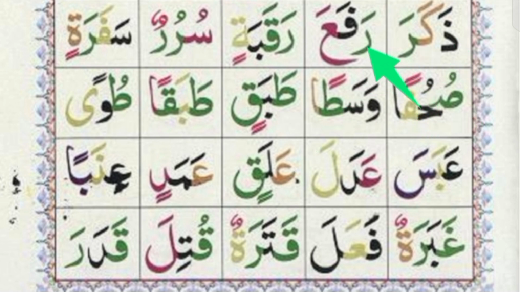Next is ra fatha ra, fa fatha fa, rafa, ain fatha a, rafa. At stop you will read it as rafa, rafa. The fatha sign on ain will not be read if you stay at the middle or at the end of an ayah, a sentence.